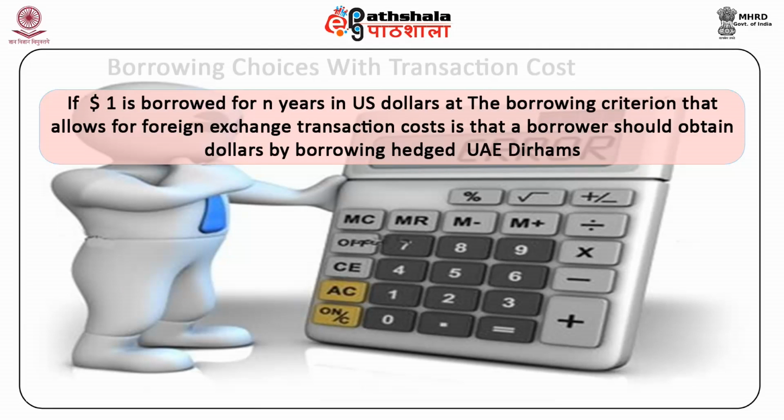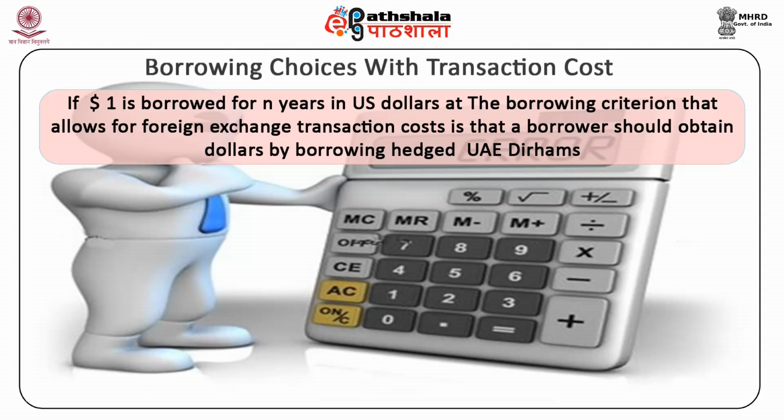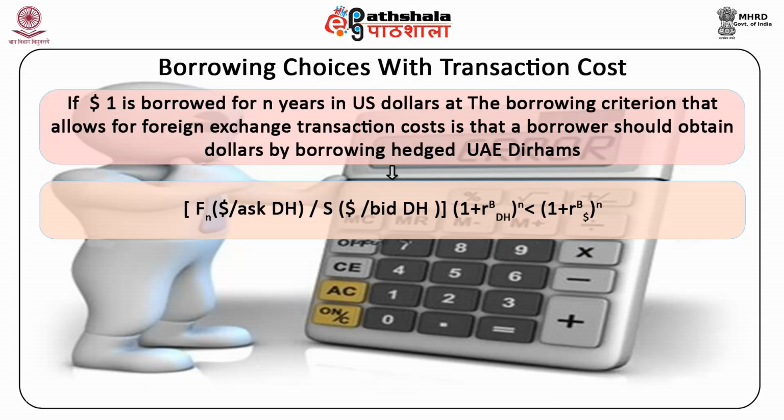Alternatively, if $1 is borrowed for n years in US dollars, the borrowing criterion that allows for foreign exchange transaction cost is that a borrower should obtain dollars by borrowing hedged UAE dirhams, that is through a swap, whenever the forward rate in dollar per ask rate of dirham, divided by the spot rate of dollar per bid rate of dirham, multiplied by (1 plus the borrowed rate of dirham) to the power n, is smaller than (1 plus the borrowed rate of dollar) raised to the power n.